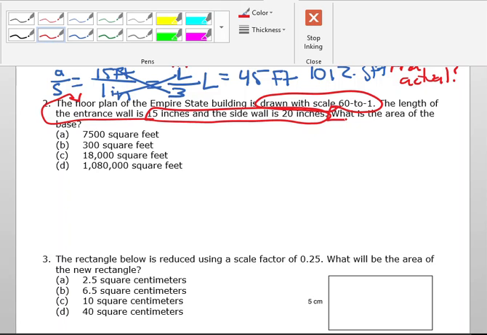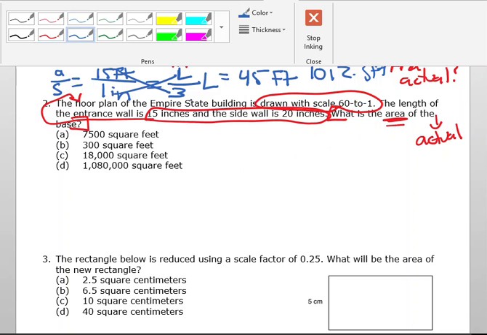What is the area of the base? And again, I don't like the wording here. I'm there meaning the actual base. What is the area of the actual base of the Empire State Building? I think. Let me make sure I'm right about that. Yeah. Okay. Cool. So, boom.